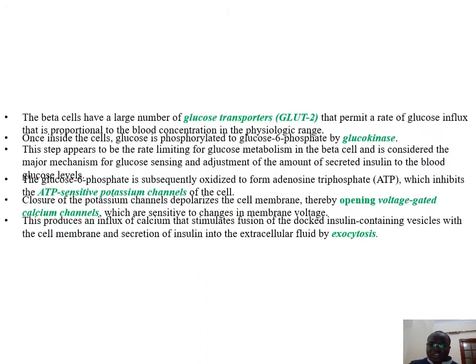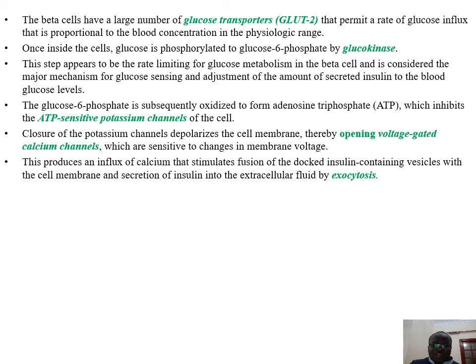If you don't understand it, let me explain using the notes. I have the notes here that will explain the process by which insulin is going to be released, but otherwise it's the same process. The beta cells have a larger number of glucose transporters. These are GLUT2 channels that will permit a rate of glucose influx that is proportional to the blood concentration in the physiological range.